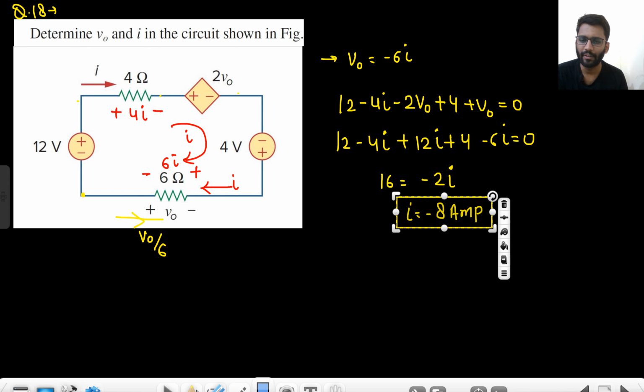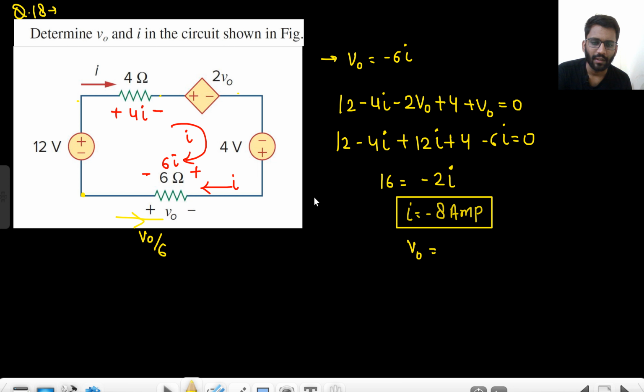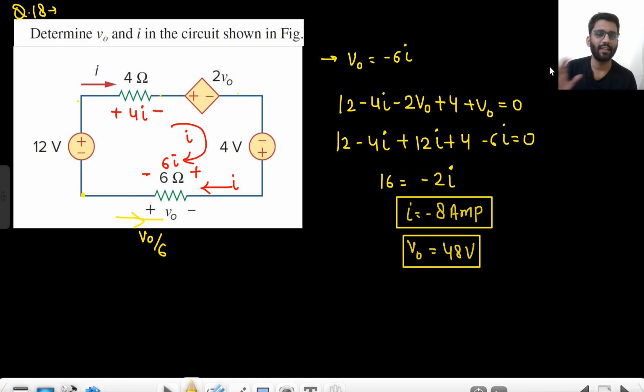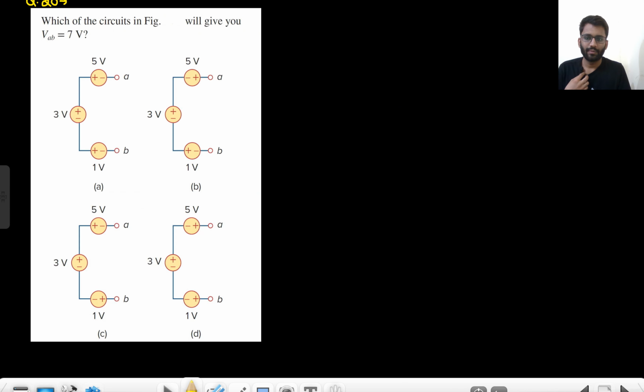And what will be the value of v naught? v naught will be minus 8 into 6, 48 volt. This will be your v naught. Did you get this concept? Just a simple KCL KVL question. Moving on to the next question now.